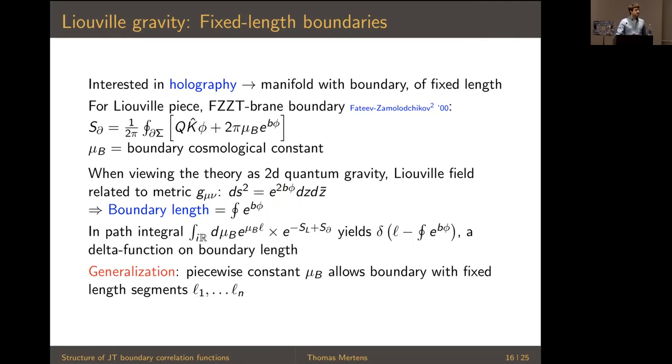And then it becomes relatively easy to compute fixed length amplitudes because in the path integral, you just do a Fourier transform in μ_B. So you integrate over μ_B along an imaginary axis, you multiply by this exponential factor. And because μ_B only appears in this boundary action in a linear way, this just brings down a delta function, setting this line integral of e^{bφ} equal to the parameter L that we introduced, which gets the interpretation, of course, of a boundary length. There is a generalization that I will use where we just pick piecewise constant μ_B, and then you do this Fourier transform for each of these pieces, and then you get a boundary with fixed length segments.